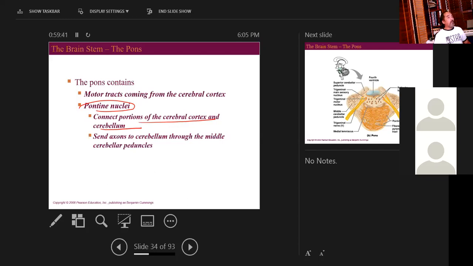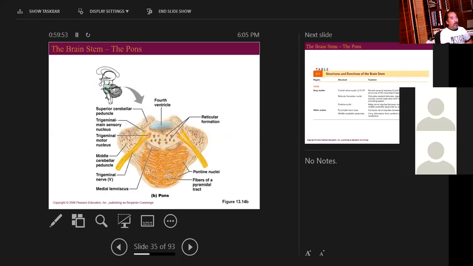It sends axons to the cerebellum through the middle cerebellar peduncle. That is going to be called your pontine nuclei. Remember, it connects the cerebral cortex and the cerebellum. So this is where the pontine nuclei is. Those are gray matter.